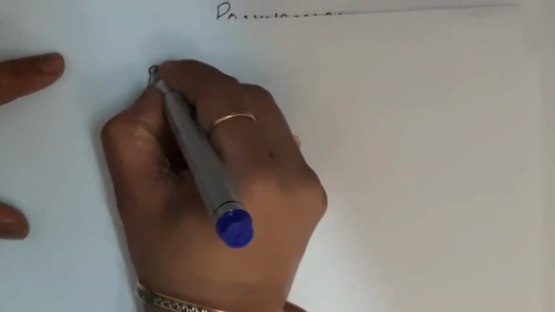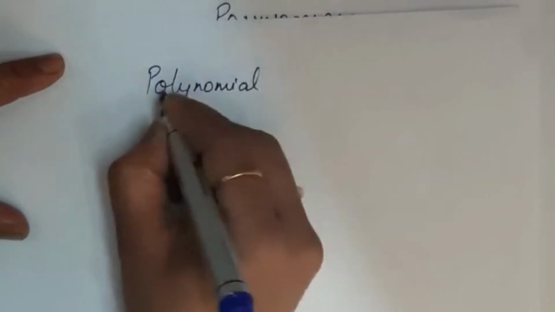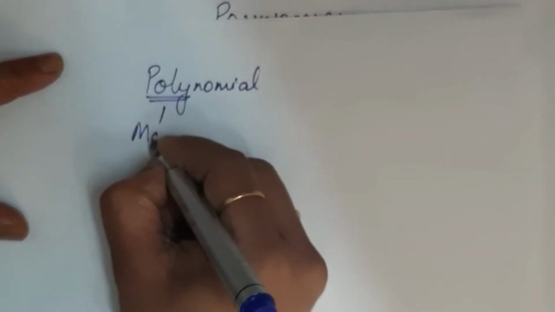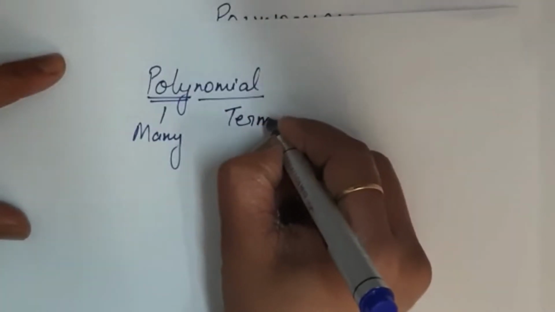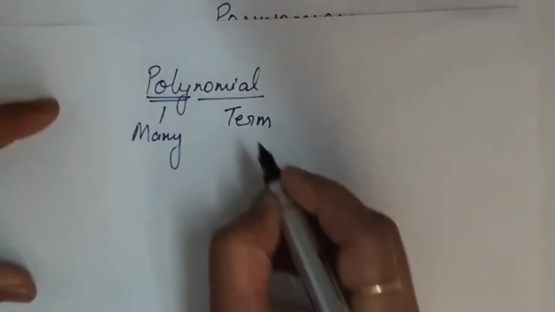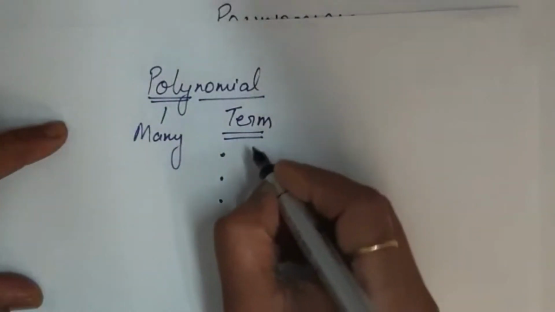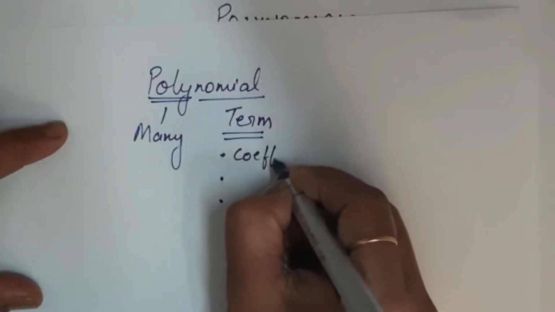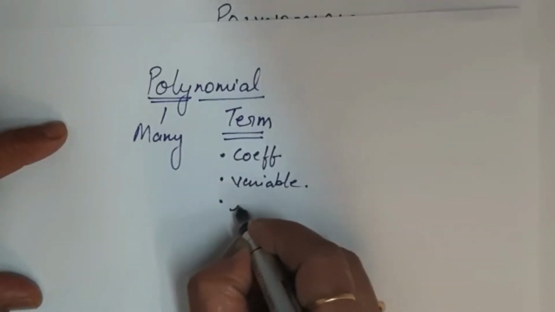See, what are polynomials actually? As the word implies, polynomial. We all know poly means many and nomial means term. Now what does this term mean? See, I have categorized terms into basically three main types. One is coefficient, the second one is variable, and the third one is exponent.